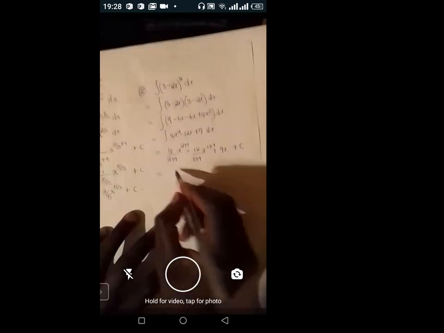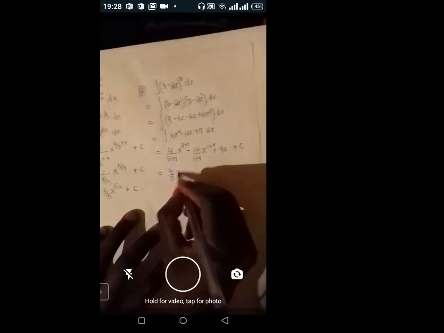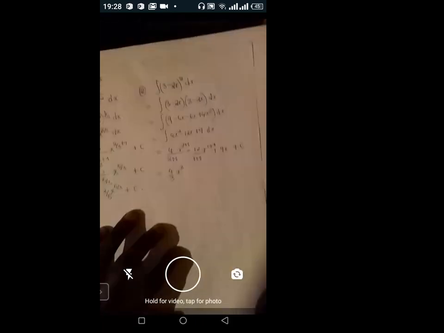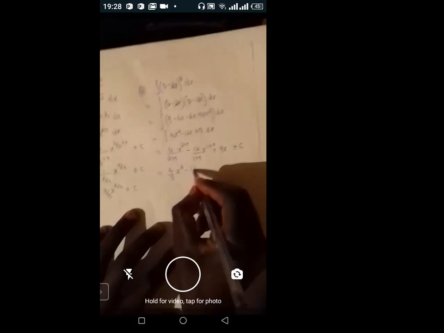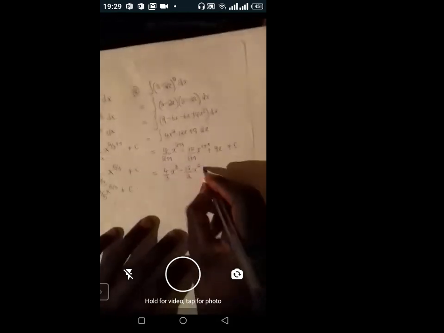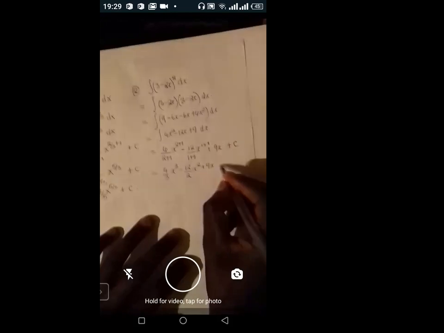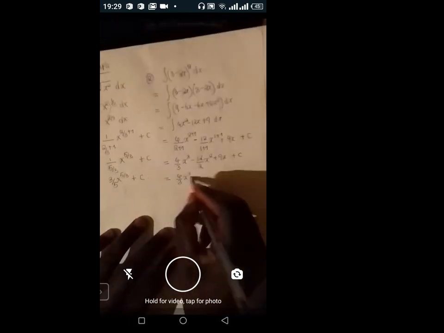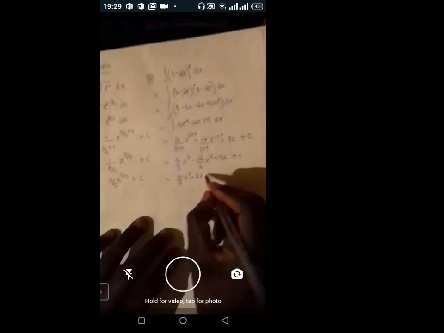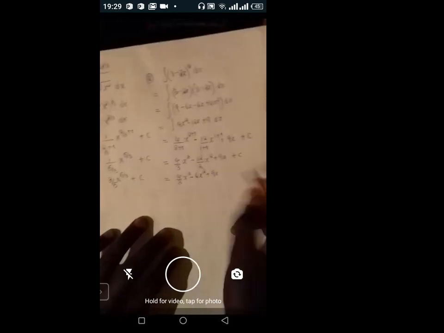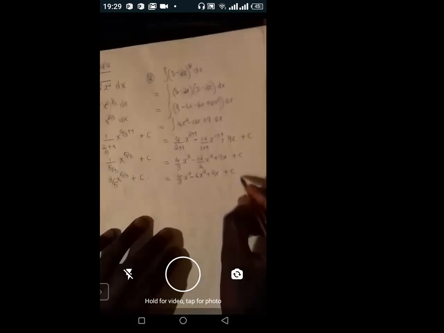So this one is equal to 4 over 3 x to the power 3, then minus 12 over 2 x to the power 2, then plus 9x plus constant c. So you're going to get 4 over 3 x to the power 3. Then this one can go into there, 6 times 6x squared plus 9x plus c as your final answer.